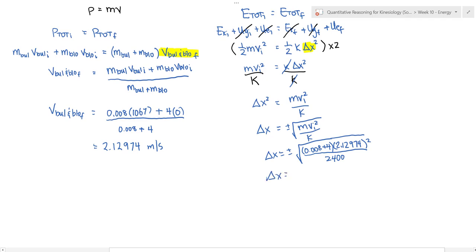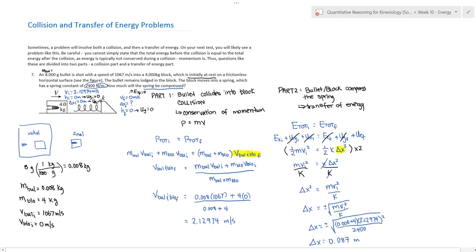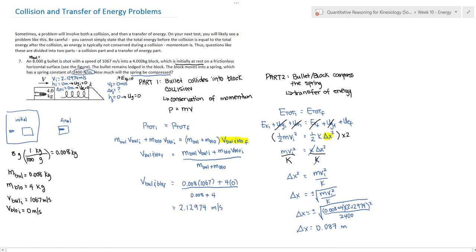So I'm going to type this into my calculator. I have the square root of, and I have to put in a bracket here, so bracket 0.008 plus 4, close the bracket, times 2.12974 squared divided by 2,400. Everything's in the square root sign, and I get 0.087 meters. There's a plus or minus, but the question is asking how much is the spring compressed? So the spring will be compressed 0.087 meters. Or if I wanted to, I can change it to centimeters. It would be 8.7 centimeters.